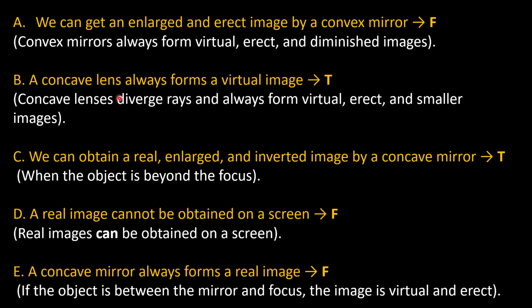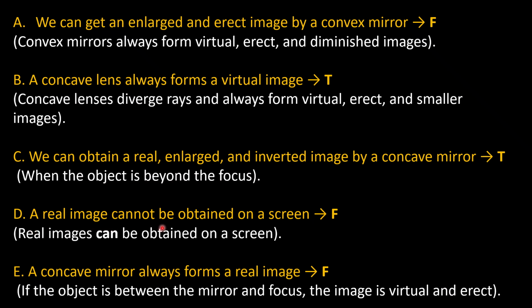B. A concave lens always forms a virtual image. True. Concave lens diverge rays and always form virtual, erect, and smaller images. C. We can obtain a real, enlarged, and inverted image by a concave mirror. True, when the object is beyond the focus.